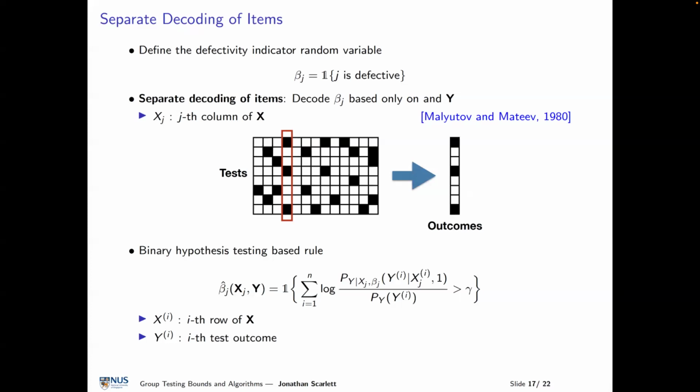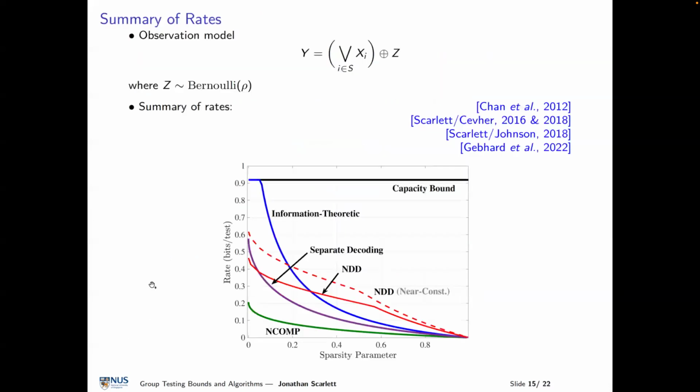Just very briefly, the idea of this simpler decoding rule was to look at one column at a time and check how closely it matches the outcomes. If you get a lot of ones in both, it's good evidence that it's effective. You can turn that into an algorithm, and it does good but not great. It gets this purple curve.